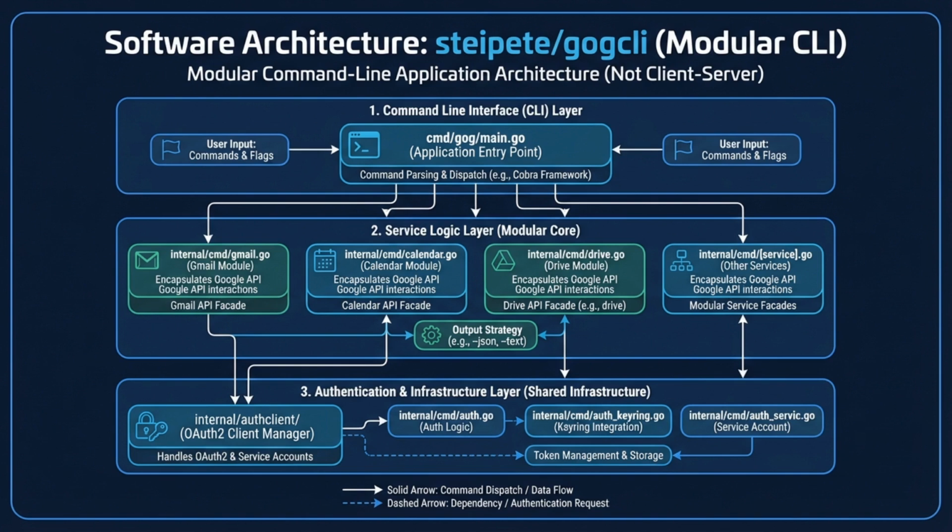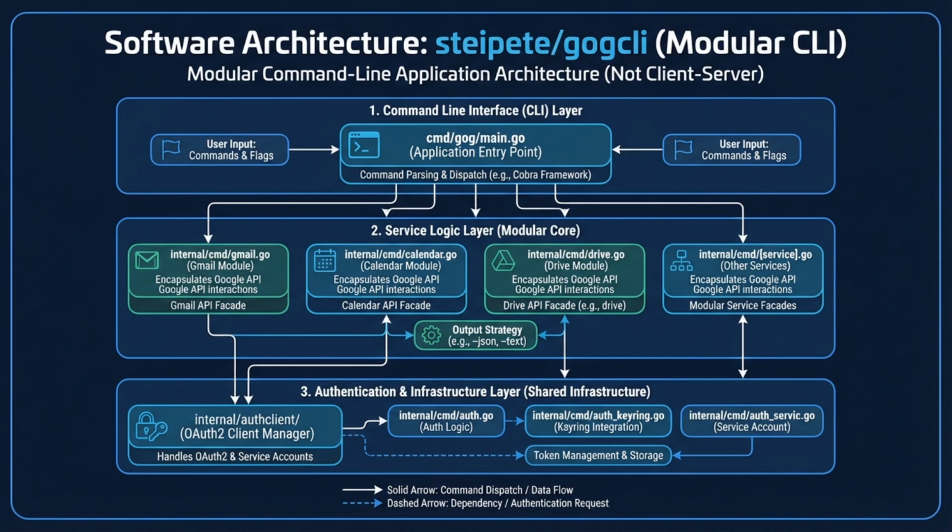At its architectural core, gogcli employs a three-layer design that separates concerns cleanly. The CLI layer, likely built on Cobra framework, handles command parsing and routing. The service logic layer sits in internal/cli, where each Google service gets its own module: Gmail.go, Calendar.go, Drive.go. These modules aren't simple API wrappers. They add semantic abstraction. For instance, calendar events today translates natural language into precise API time range queries.